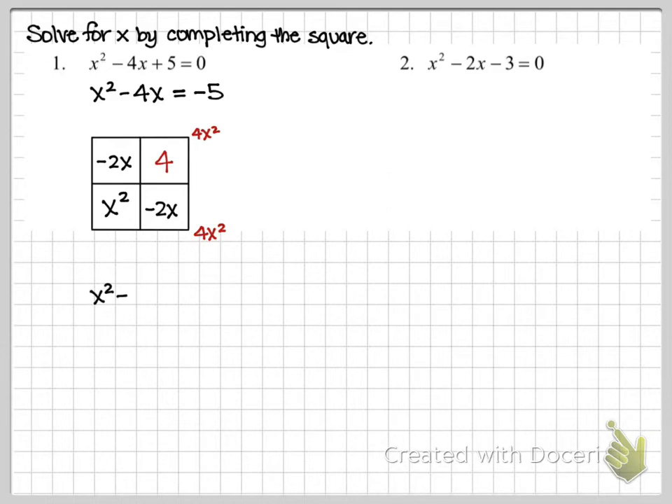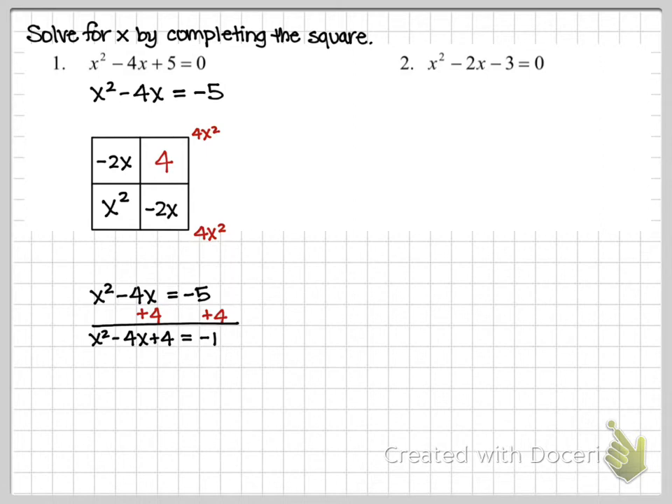Now the 4 was not there originally, so I'm back to the equation. X squared minus 4x is equal to negative 5. You need that 4. So we're going to add that 4 to each side. Solve. X squared minus 4x plus 4. Add those together. That gives us negative 1. We'll come back to that in a second.